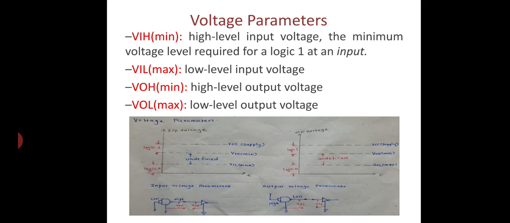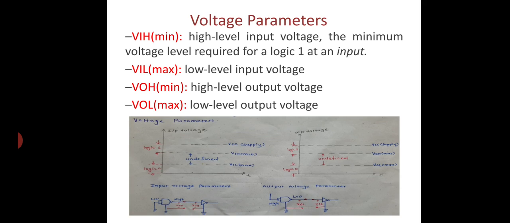VOH minimum is the high level output voltage. It is the minimum voltage level required at the output of the gate for that output to be treated as logic 1. Any voltage below this level will not be accepted as a logic 1 output. VIL maximum is the low level input voltage. It is the maximum voltage level that can be treated as a logic 0 at the input of the gate. Any voltage above this will not be treated as a logic 0 input by the logic gate.